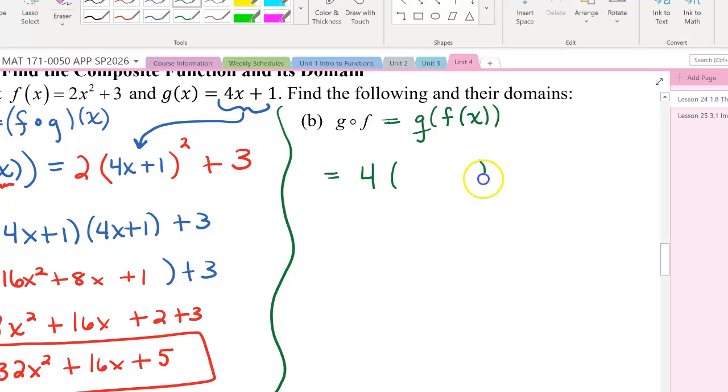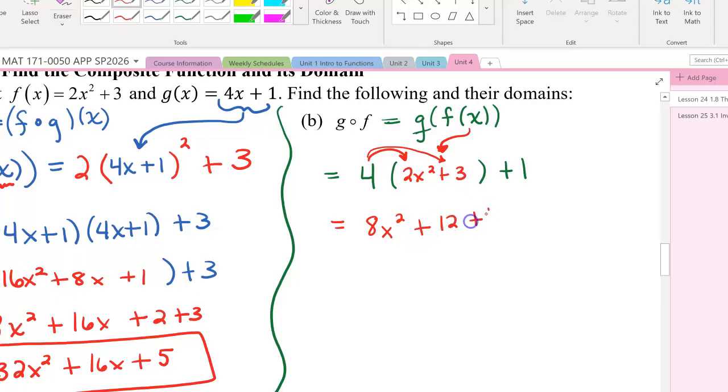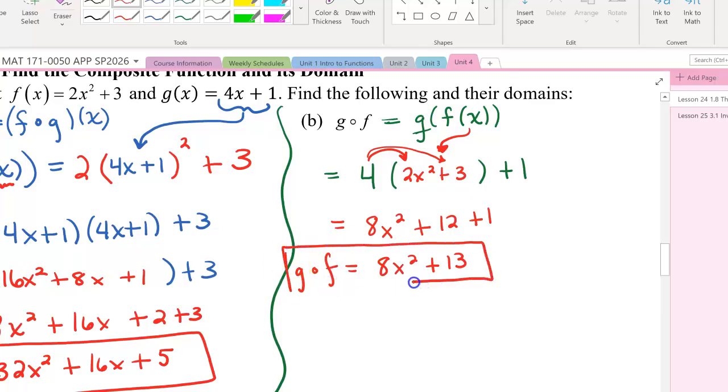And that means wherever there was an x, I'm going to put into that place f of x. So f of x, remember, is 2x squared plus 3. So now if I distribute this 4, that's going to give me 8x squared plus 12 plus 1, or 8x squared plus 13. So g composed with f gives us the new function 8x squared plus 13.